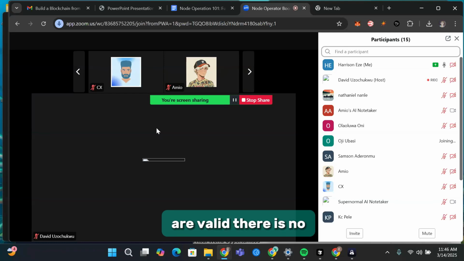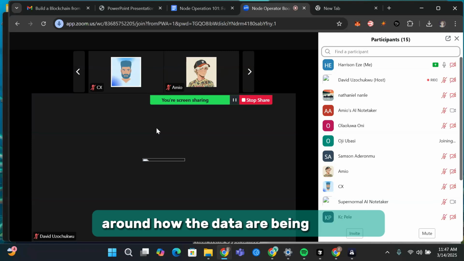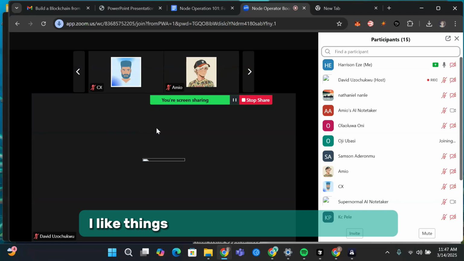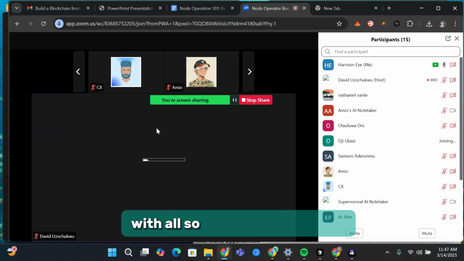There is no wrong data type and stuff like that around how the data are being captured. So all of these are things within this space that Web 3 is doing, and all of these concepts started coming up.